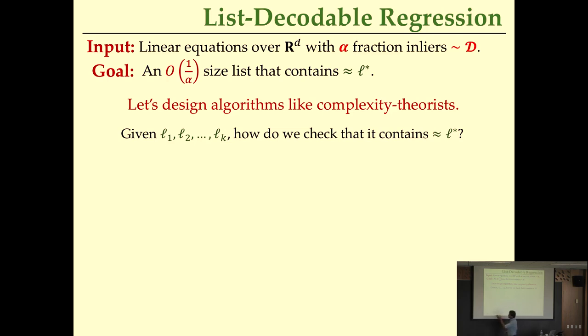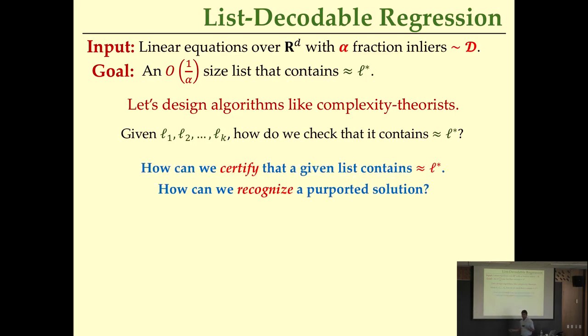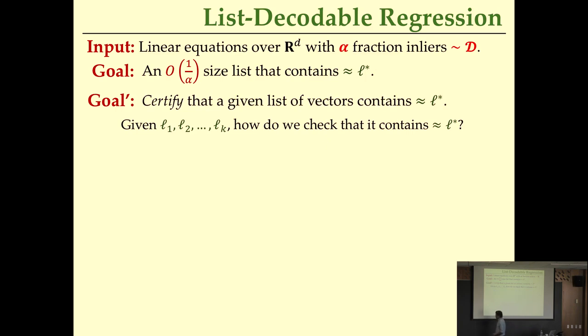Let's worry about the question that if I gave you a list, a bunch of k-linear functions, how can you verify that one of them is good? How can you verify that I gave you a good list? We are all at least partially a complexity audience, so this is the question of how to recognize a purported solution, how we can certify that something I have in my hands is actually good. So that's the question we are going to be focusing on.